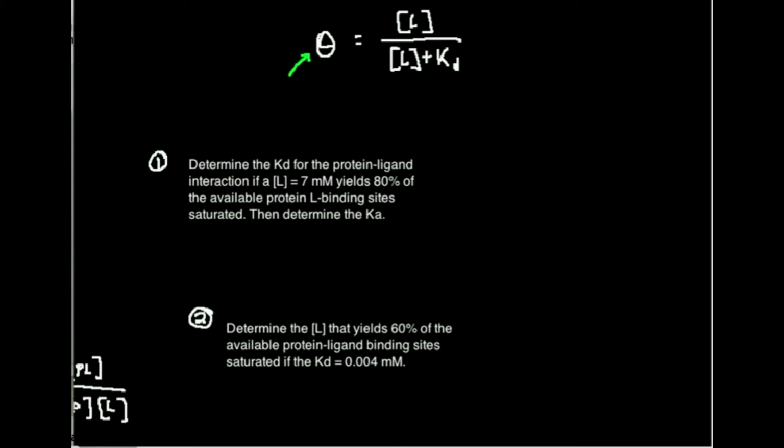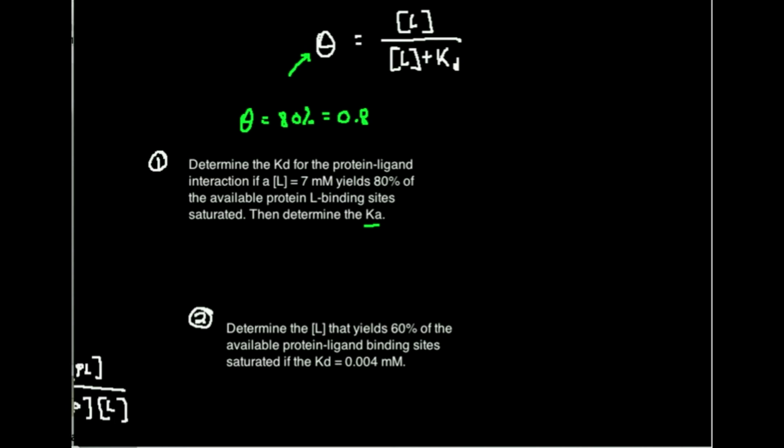Determine the KD for the protein-ligand interaction if a ligand concentration of 7 millimolar yields 80% of the available protein-ligand binding sites saturated. Then determine the Ka. All right, so we want to determine the KD. And remember we talked about in another video that if you want to find the Ka, you first have to find the KD, and then you can take the reciprocal and get the Ka. All right, so what is it telling us? Ligand concentration is 7 millimolar and 80% of the protein binding sites are occupied. So theta here is going to be equal to 80%, which in the context of this problem is going to be 0.8. We don't put it in percentage, we put it in decimal form.